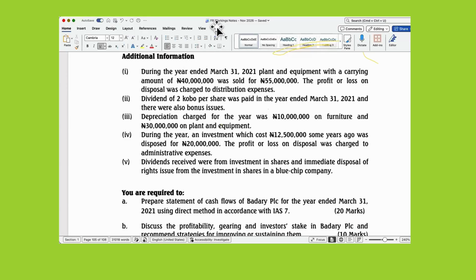Okay, sir. Any along that you wanted to make a comment, please go ahead. Yes, because the profit on disposal was a profit, it was used to reduce the expense. That was why it was charged. So now we have to add it back. Is that what you mean? Yes, thank you. Amarachi, I can see your hand up, please go ahead. No, I've understood it, sir.